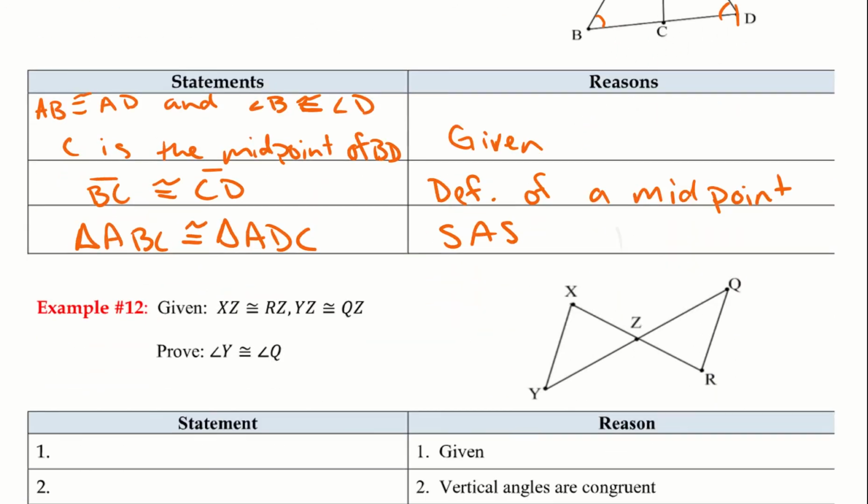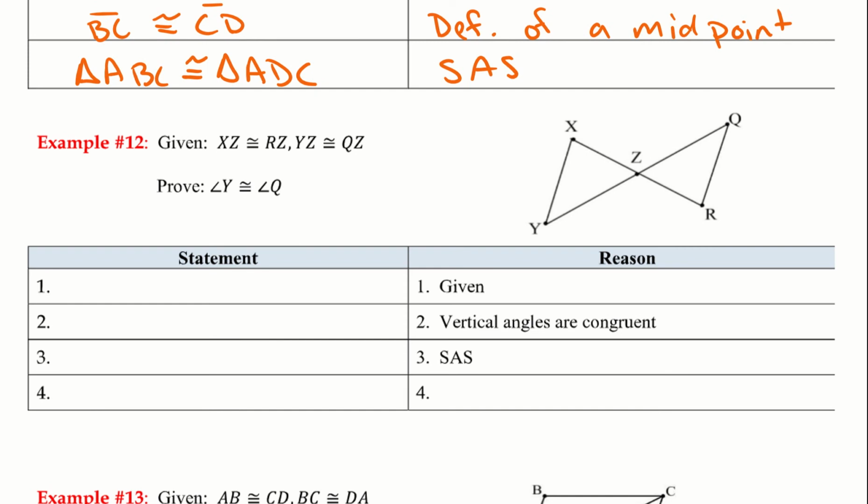All right. Let's take a look at example 12, and let's do this one together. This one already gives us some reasons, so we kind of just have to fill out the statements. For our given, all we have to do is rewrite that first step. So XZ is congruent to RZ, and YZ is congruent to QZ. So I'm going to go ahead and fill those out.